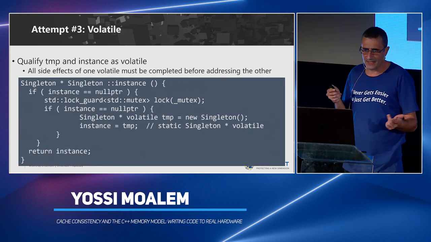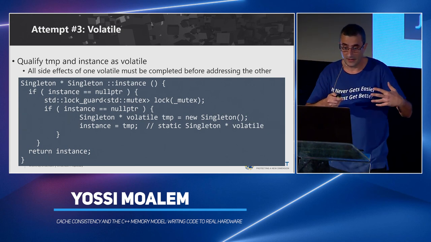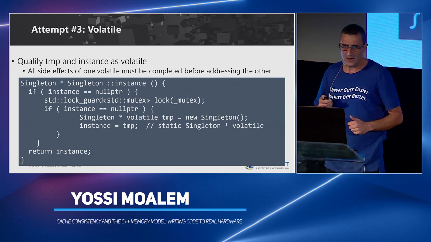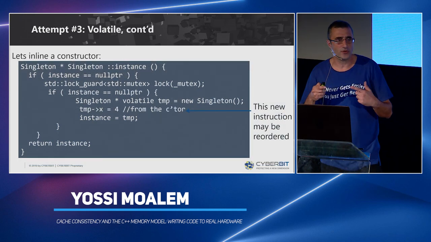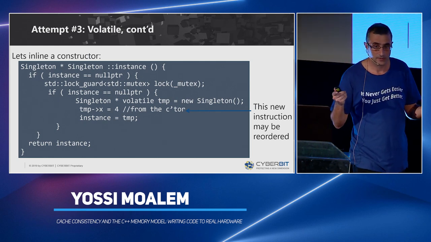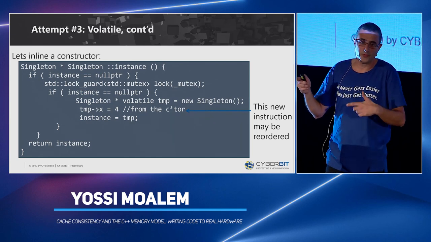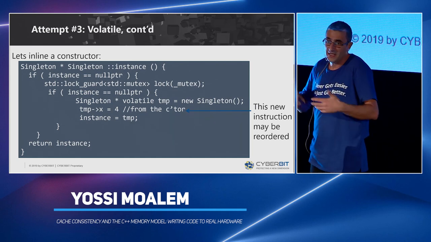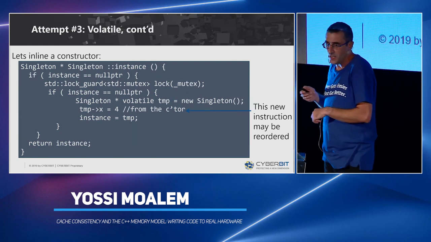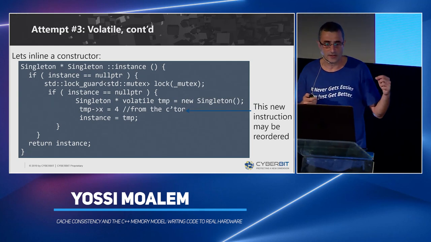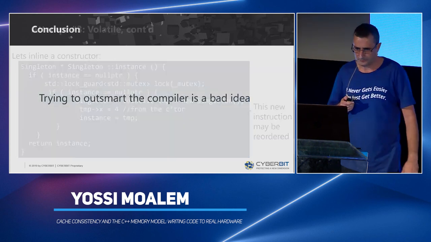We can try to use volatile. Everything should be volatile, the instance and the singleton and the temporary variable. But this will not work either because an object is only volatile when it's fully constructed. It's a bit weird to think about when we talk about volatiles, but if you remember that the rules for volatile and for constant are the same in the standard, then yes, obviously, an object cannot be constant before it's fully constructed. So if I'm putting one line from the constructor here, it's inlined, this can be reordered again. So that's also not a good idea.